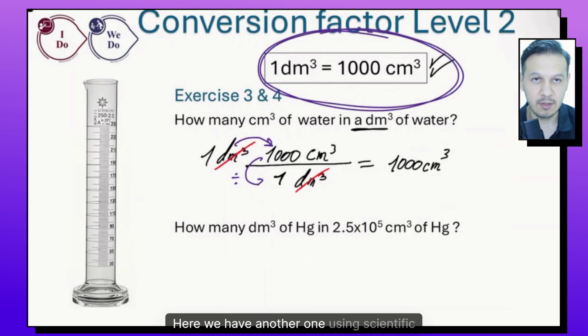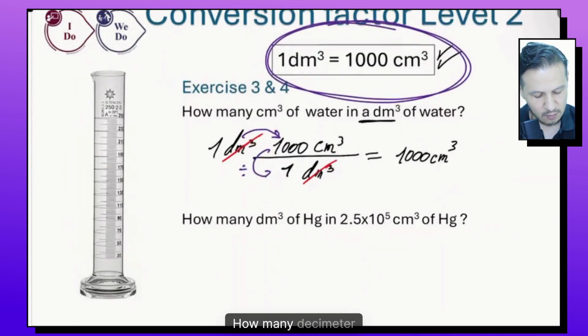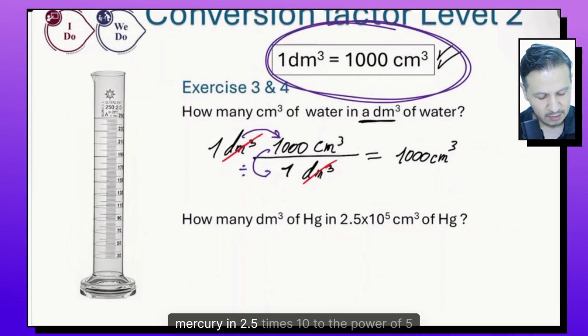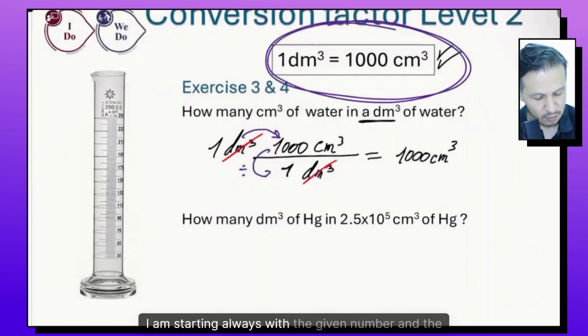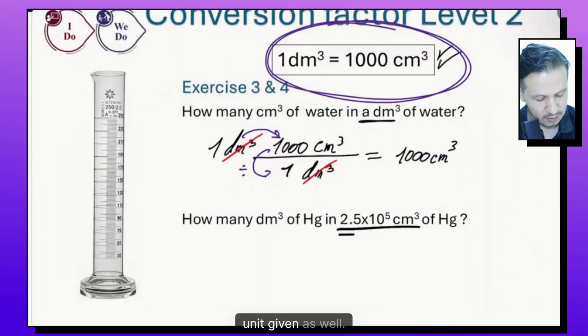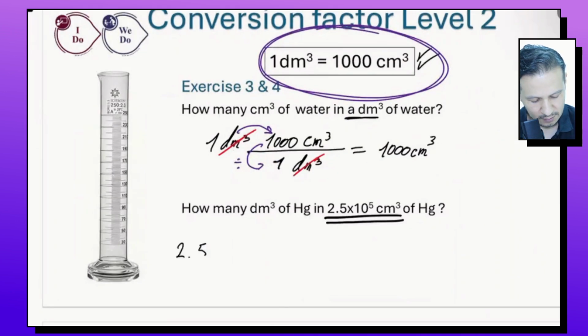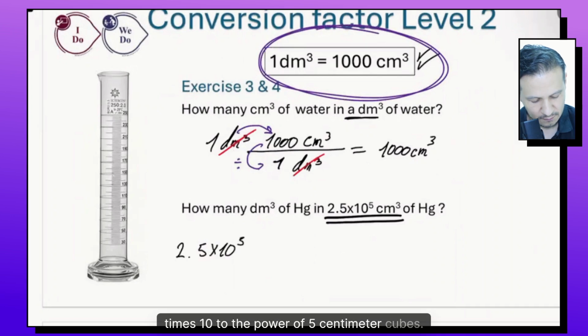Here we have another one using scientific notation. How many decimeter cubes of mercury are in 2.5 times 10 to the power of 5 centimeter cubes of mercury? So here, I am always starting with the given number and the unit given as well: 2.5 times 10 to the power of 5 centimeter cubes.